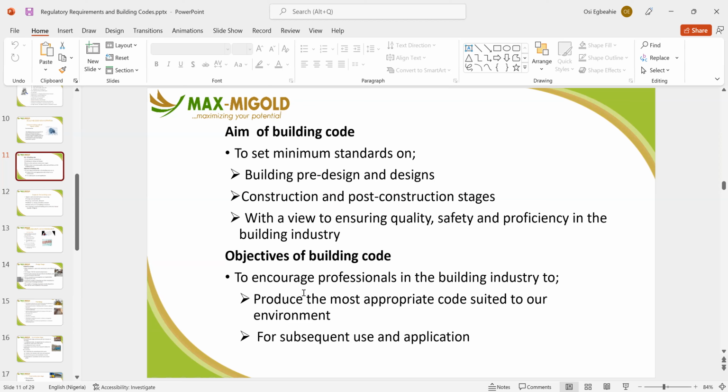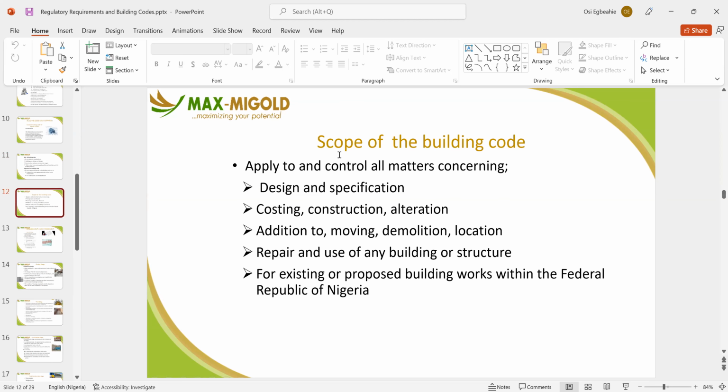Objectives of the building code: to encourage professionals in the building industry to, one, provide the most appropriate code suited for their own environment, and also to subsequently use and apply same. One, they provide the code that is tailored and suitable for their own environment, and ensure that those codes are being used as required.